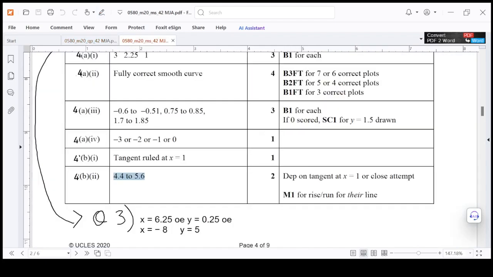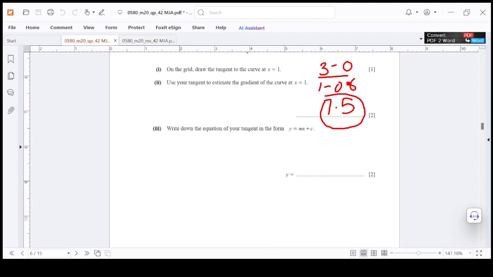Okay, write down the equation of this tangent in the form of y is equal to mx plus c. I'm assuming that I also got a perfect tangent. Let's say it was 5. So let me replace this with 5. Now we have to write the equation in the form of y is equal to mx plus c. So y equals 5x plus c.